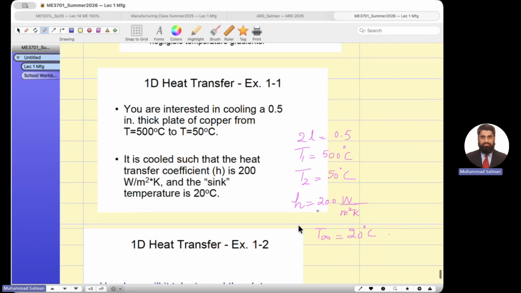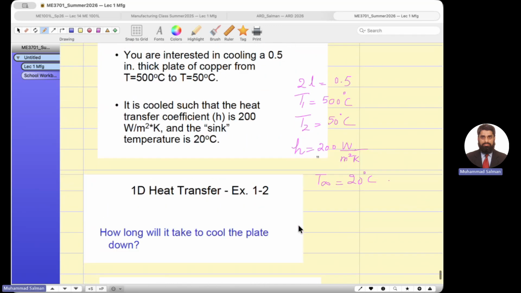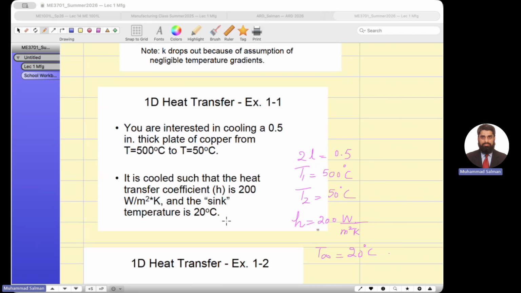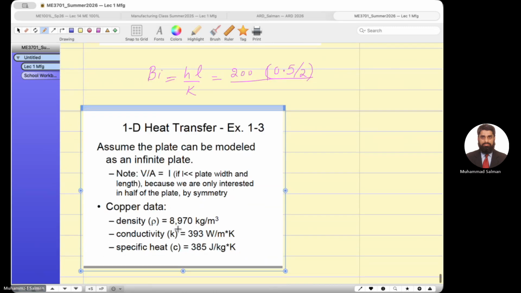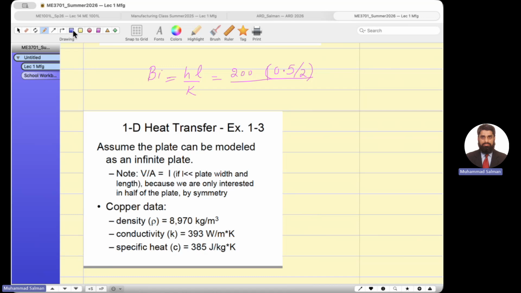Some data is missing. Thermal conductivity. Did I tell you that one? Let me see, 1 second. Yes, some of the information is hidden here. The density is given, thermal conductivity is here. Yeah, so let's do this.